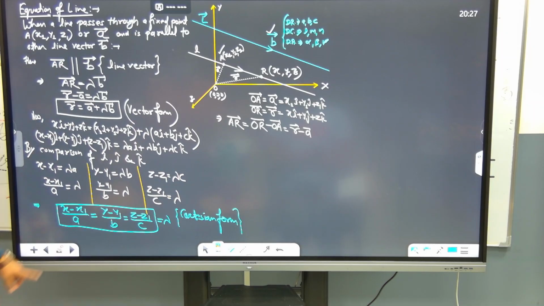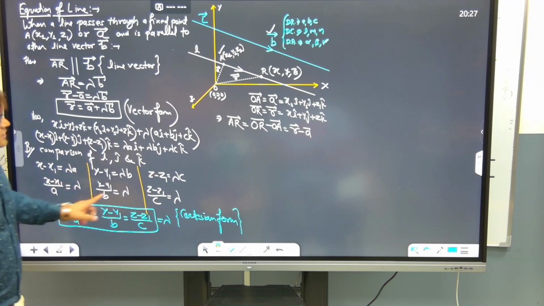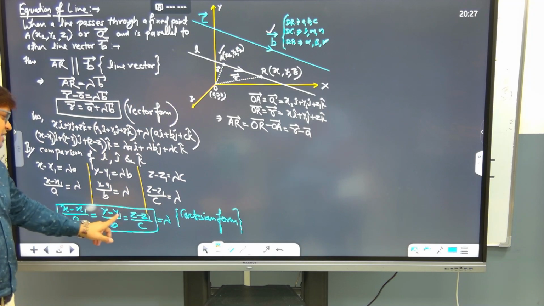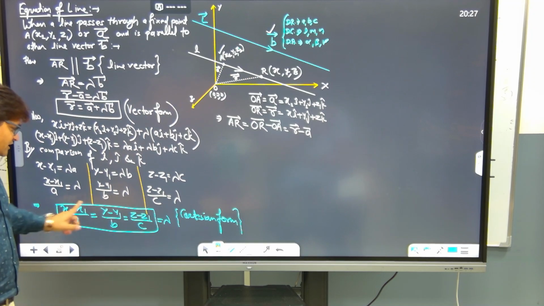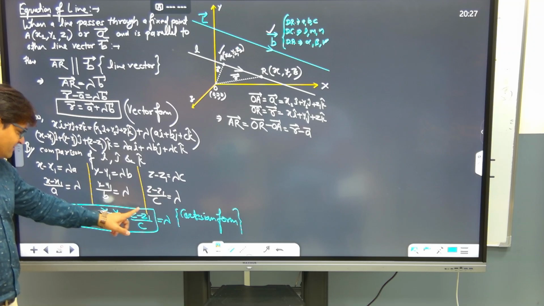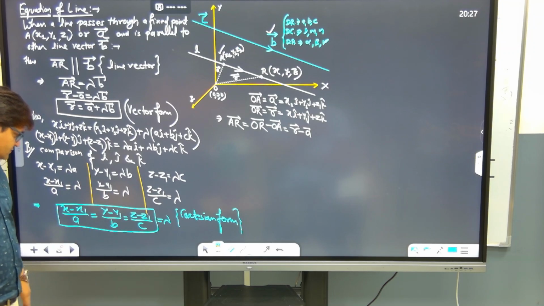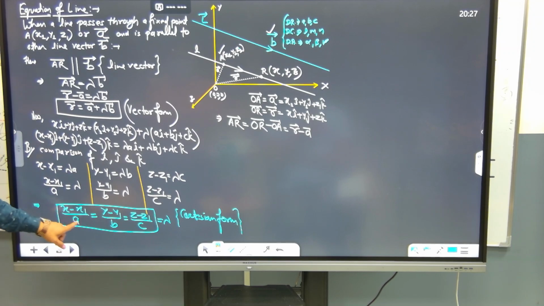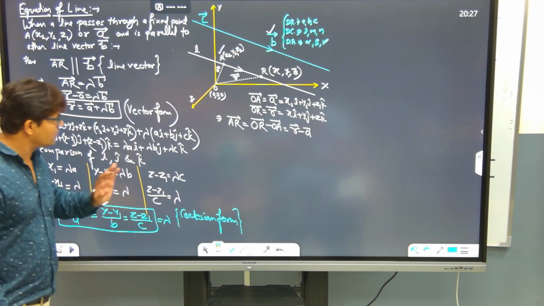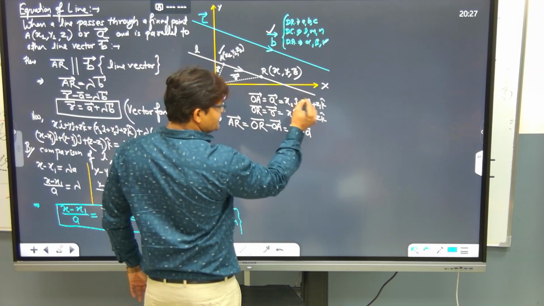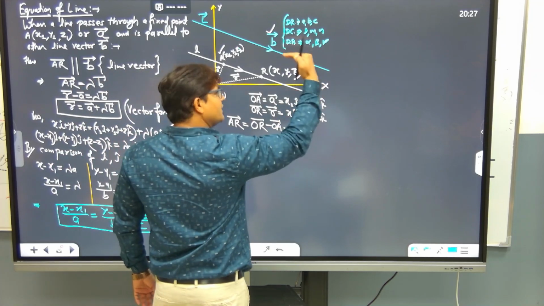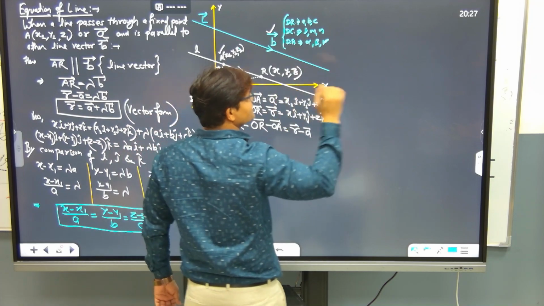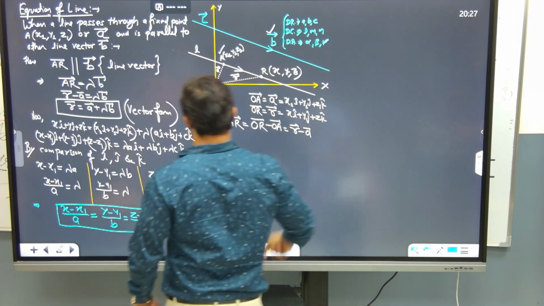Now here, the line passes through the fixed point x1, y1, z1. So x, y, z are the moving point, and x1, y1, z1 are the fixed point, that means the coordinates of a fixed point, and a, b, c are the direction ratios of either the line itself or a parallel line. If lines are parallel, then a, b, c are the same, so for parallel lines a1 by a2, b1 by b2, c1 by c2.